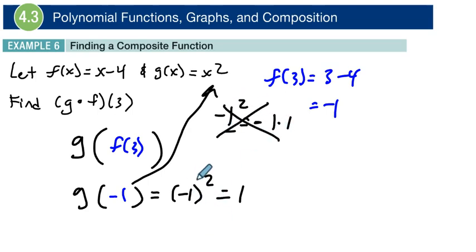And so that's why I put them in parentheses, which means I square -1. -1 times -1 is 1. And that will do that right there.